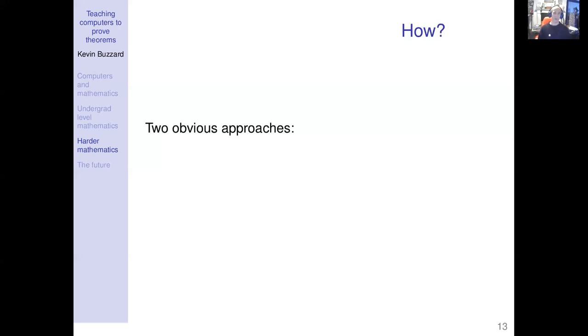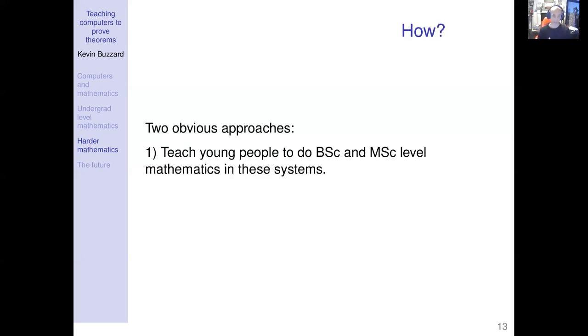So how? This is something I'm beginning to get the hang of, right? There's two obvious approaches. The first thing is just, teach it to young people and then wait for the revolution to happen. Forget about the staff, just concentrate on the undergraduates. Teach young people to do the kind of mathematics they know in these systems, because right now it's not done. And even when it is done, it doesn't stop you doing it again.